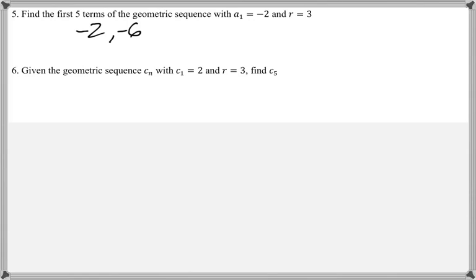If I multiply that by 3, I get -18. If I multiply that by 3, I get -54. And then if I multiply by 3 again, I get -162. So I'm multiplying by 3 each time.